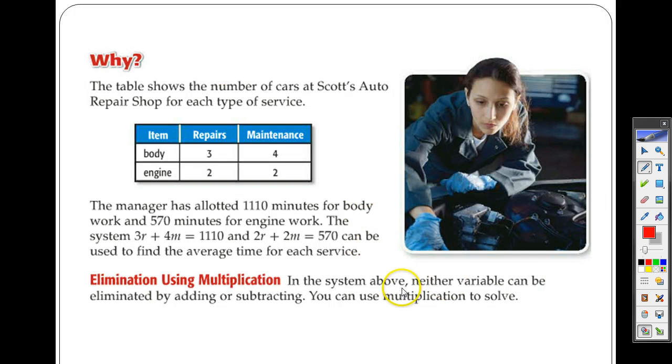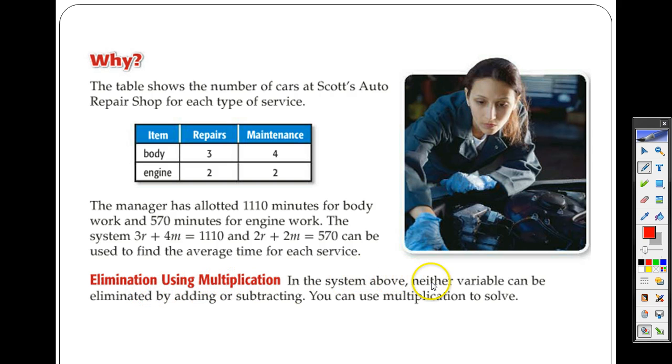Okay, so why are we doing this? The table shows the number of cars at Scott's Auto Repair Shop for each type of service. If you get repairs and maintenance, you have body and engine, and that's the number of cars they had to do. The manager has allotted 1,110 minutes for body work and 570 minutes for engine work. The system 3R plus 4M equals 1,110 and 2R plus 2M equals 570 can be used to find the average time for each service. So, elimination using multiplication.